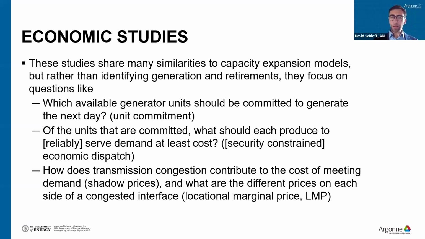And then these models are both answering the question, how does transmission congestion contribute to the cost of meeting this demand? So shadow prices show how congestion contributes. And then what are the different prices that we see throughout the system on each side of the congested interface? This is the locational marginal price, or LMP. And so this question is really important to answer for these congestion studies.